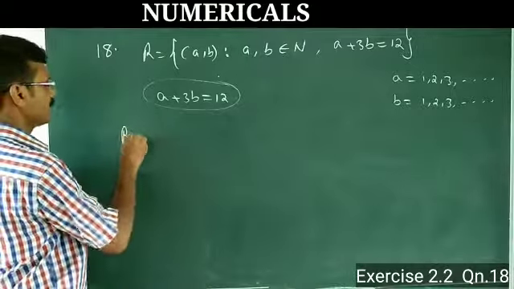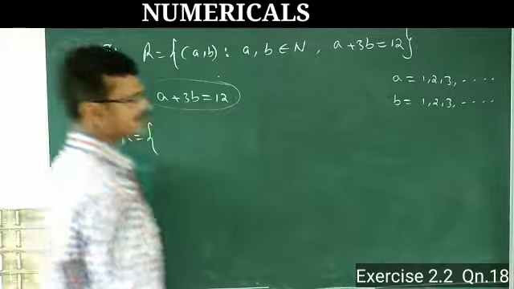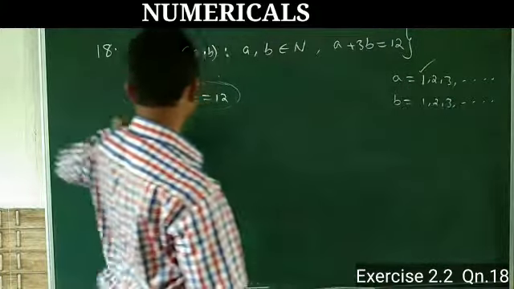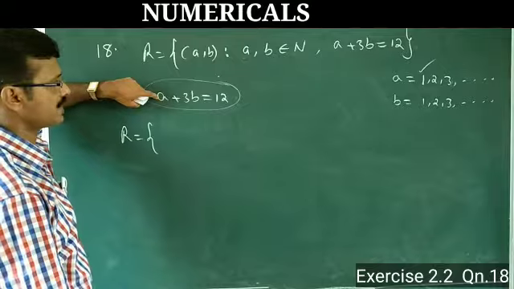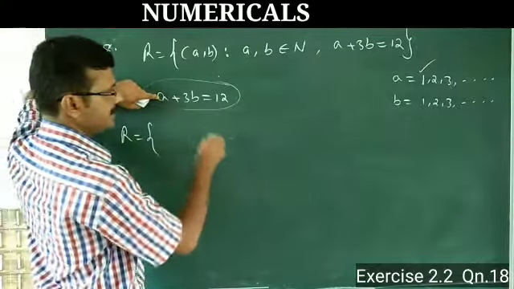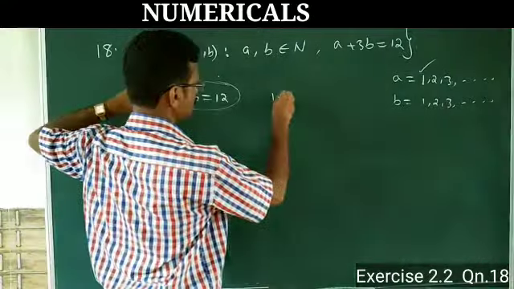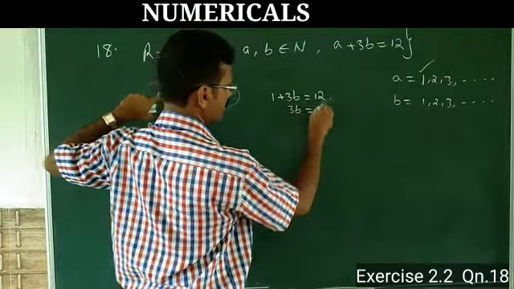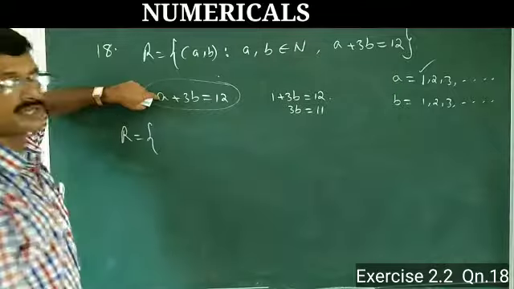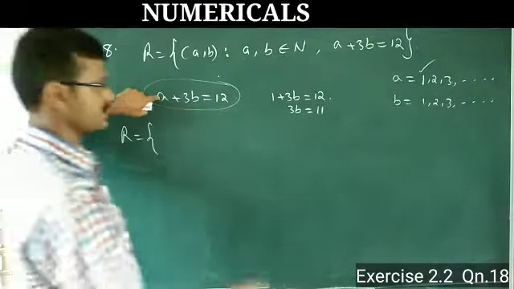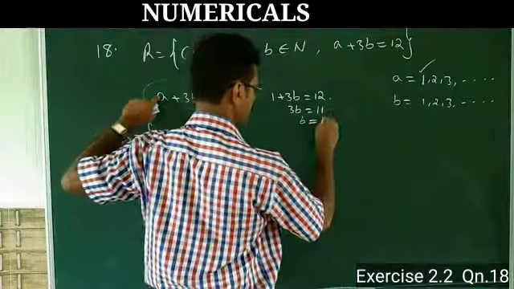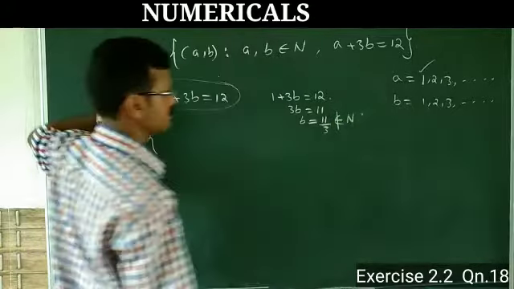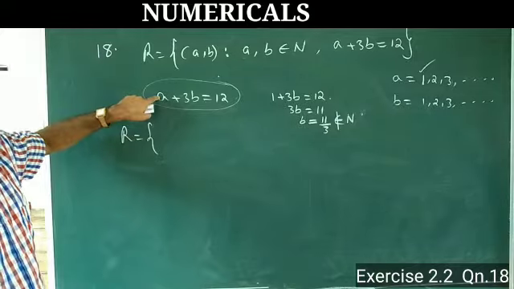So first of all, I will take a is equal to 1. In place of a, if I put 1, what will happen to b? 1 plus 3b is equal to 12, so 3b is equal to 12 minus 1, which is 11. b is 11 by 3. It is not a natural number, so we cannot take this one. So 1 we cannot put.